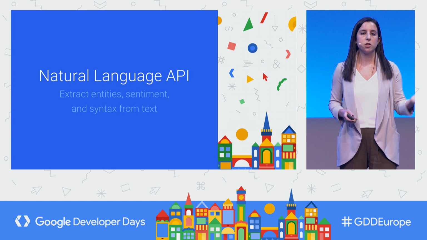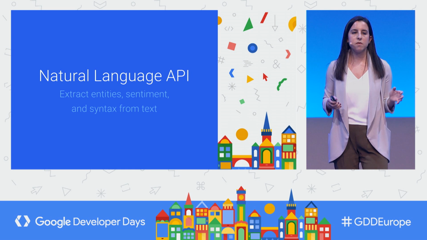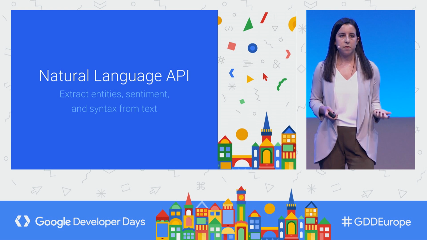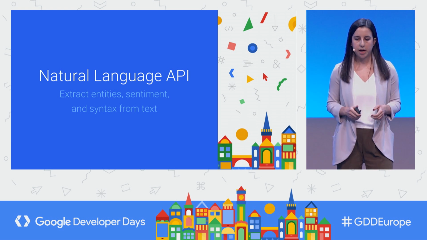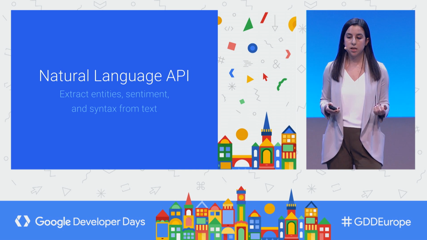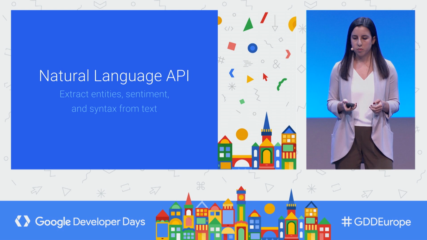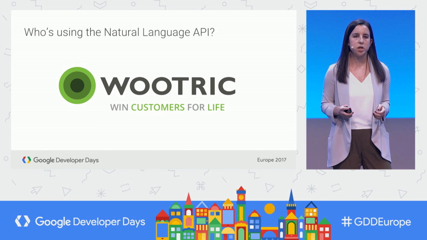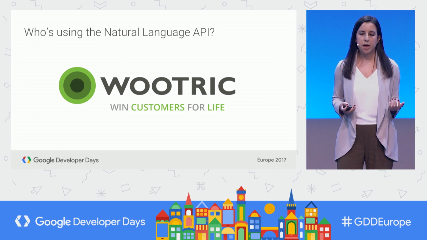So with the speech API, you can transcribe audio. Once you've got that text transcription, the next thing you might want to do is extract more data from it. And that's where the natural language API comes into play. So with the natural language API, you can extract entities, sentiment, and syntax from your text. One company that's using it is Wootrick, and Wootrick is a customer feedback platform.